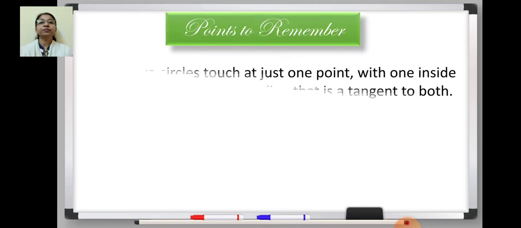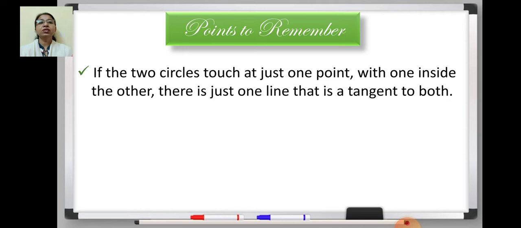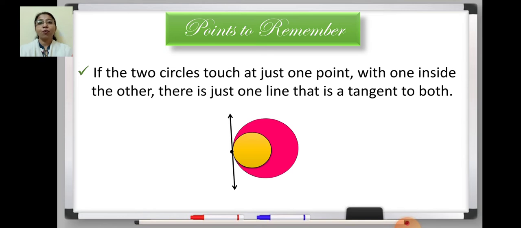Next point, if the two circles touch at just one point with one inside the other, there is just one line that is tangent to both the circles. That means a common tangent. So here the outer circle and one inner circle is given. Inner circle and outer circle have one common point, and through that point we can draw a line which is tangent to both the circles. So only one tangent can be drawn.